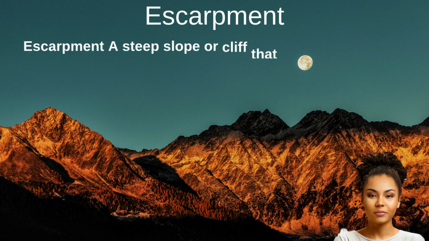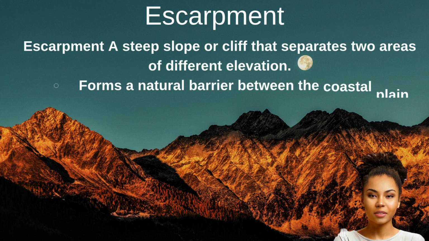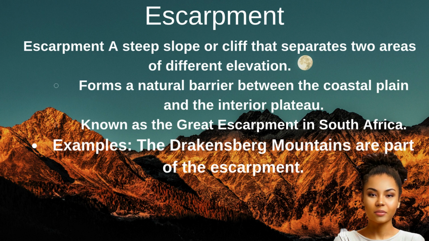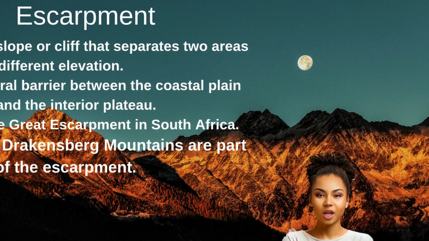My grade 5s, let's talk about the escarpment. This is a steep slope or cliff that separates 2 areas of different elevation. Forms a natural barrier between the coastal plain and the interior plateau, known as the Great Escarpment in South Africa. Examples: the Drakensberg Mountains are part of the escarpment. Here are the pictures for Drakensberg Mountains and videos showing the escarpment.